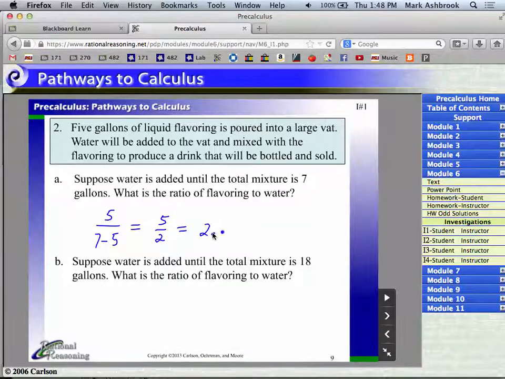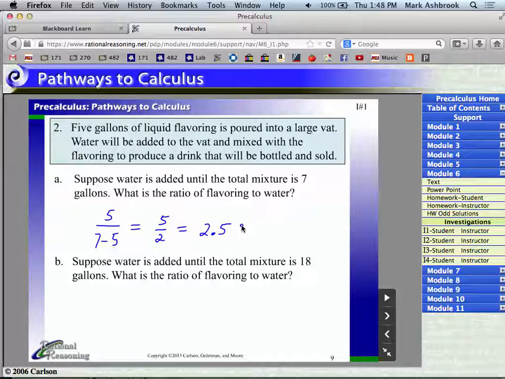What would the meaning, in this context, be of 2.5? How could you describe the meaning of that number? What does the 2.5 mean? Austin, any idea? There's 2.5 gallons of flavoring for every 1 gallon of water. He said there's 2.5 gallons of flavoring for every 1 gallon of water. Do you agree with that? Or what if it was just any amount of water?